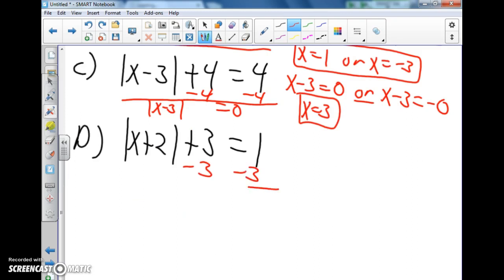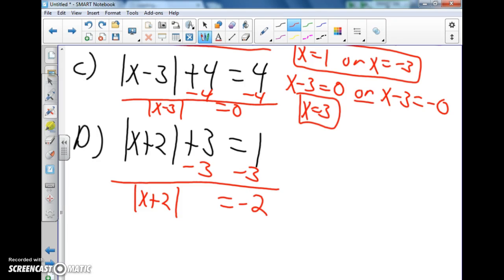Take off 3, as you say. Subtract 3 from both sides. You get the absolute value of x plus 2 equals negative 2. Everybody good so far? All right, now listen to me. Can anybody in this class tell me a number that, when you put it inside the absolute value and then take it out, will equal a negative number? Can anybody tell me any number that can do that?